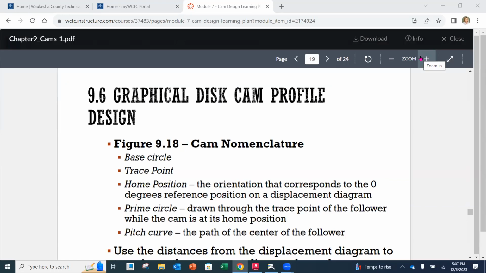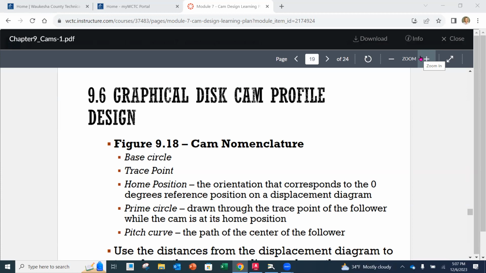Okay, so we are going to continue on in chapter 9 here, and we left off by finishing up constructing a displacement diagram based on a motion sequence and a motion scheme for which we wanted our cam and follower to operate underneath. Now what we're going to do is, using the displacement diagram information, translate it to the actual cam itself so that we can construct the profile based on that motion that we identified.